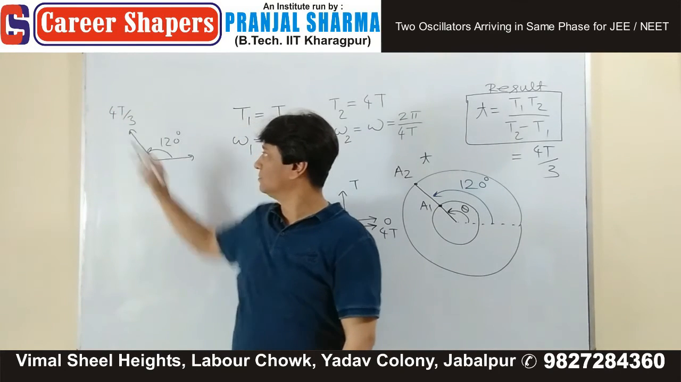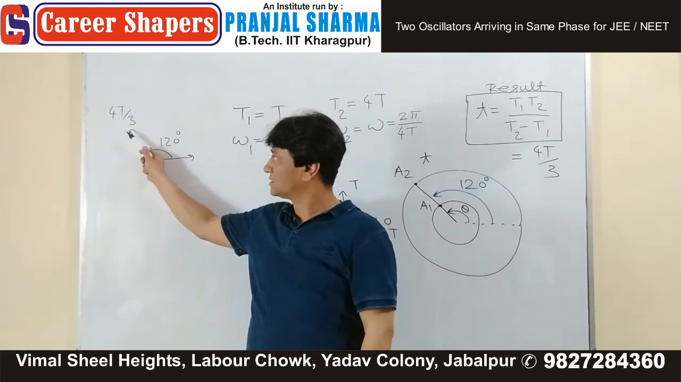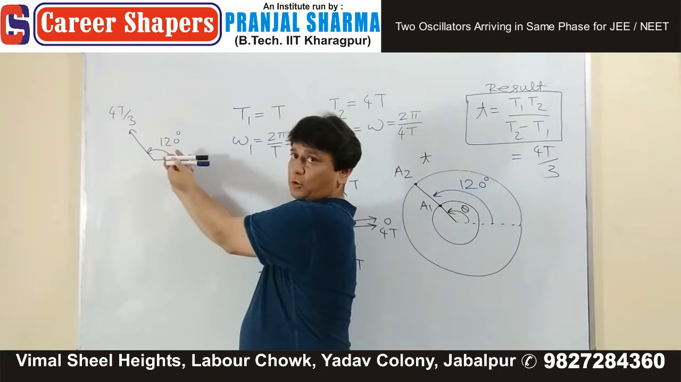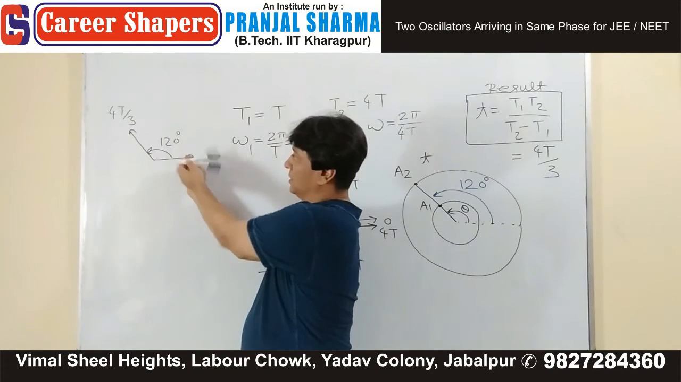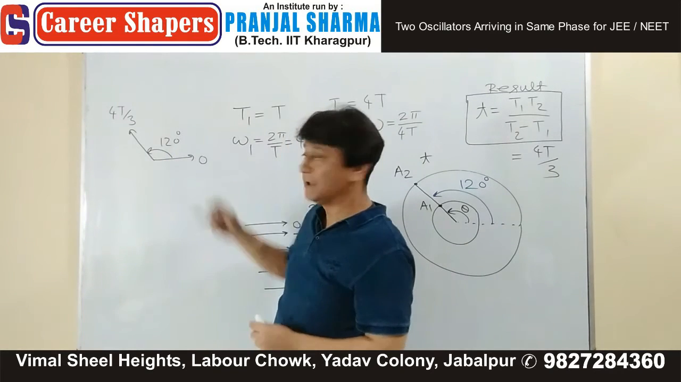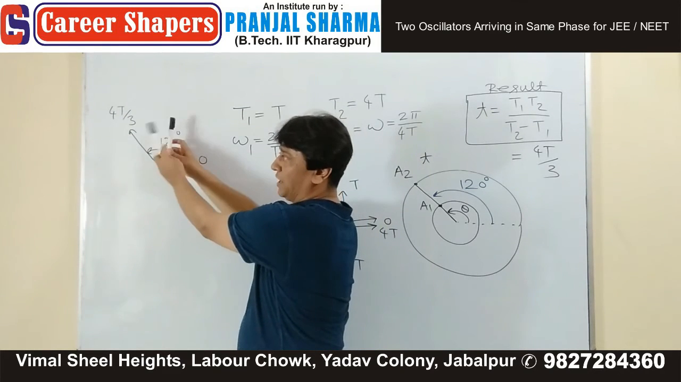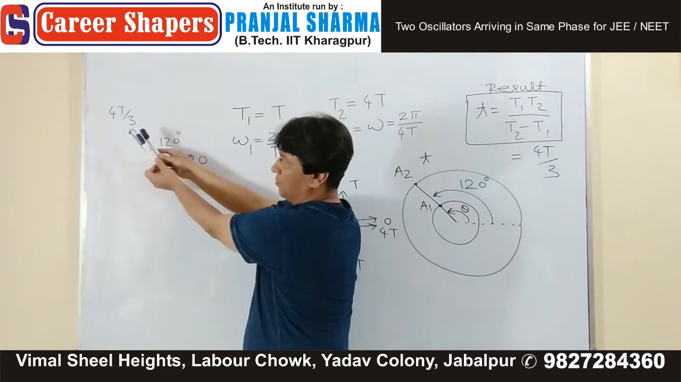4t by 3. What is this? Both rods initially at 0, time 0. 4t by 3, the faster one over here.